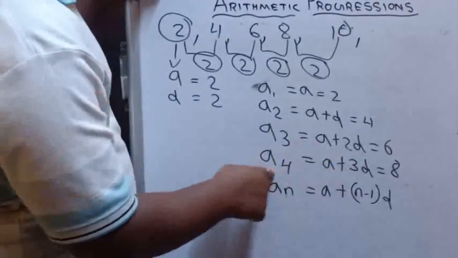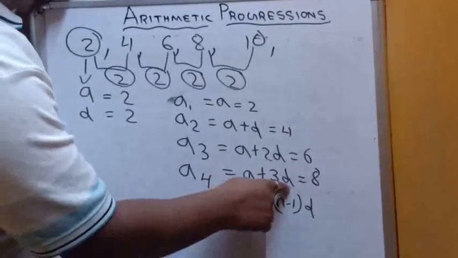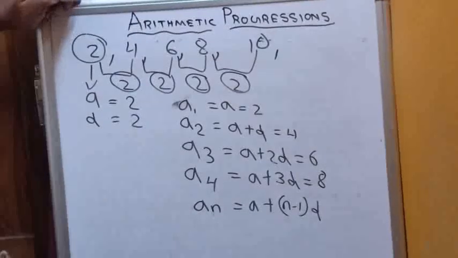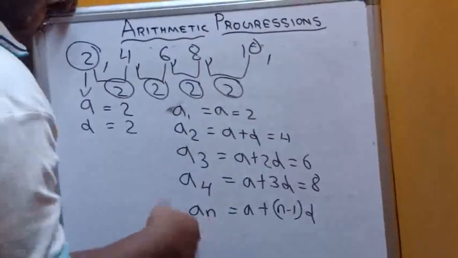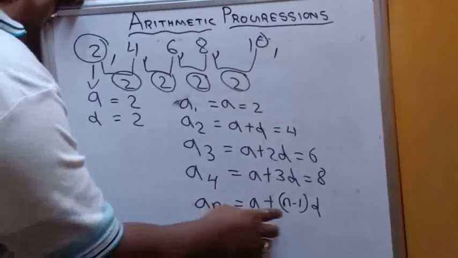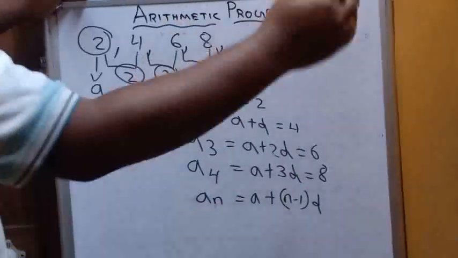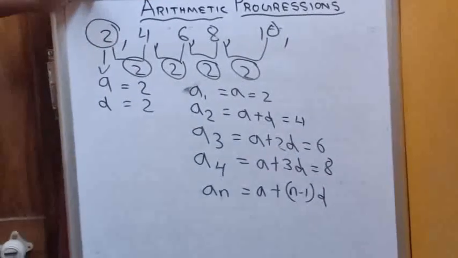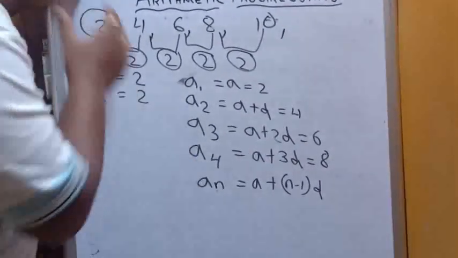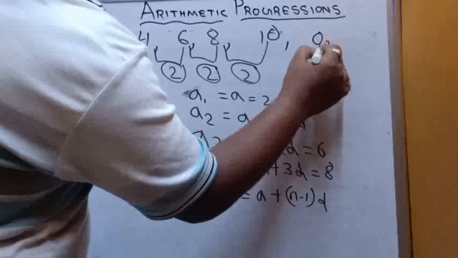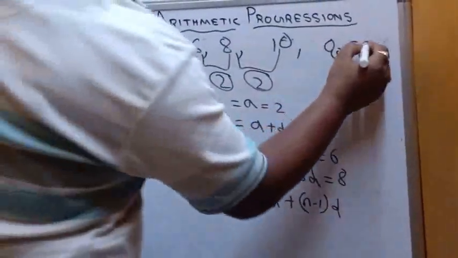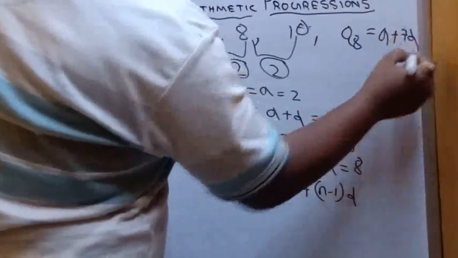When I told about the fourth term, I added 3D. So like that, if I want to ask about the nth term, what do I have to add? n minus 1 into D, because here it is one less. If you are asking for the next term, you have to subtract 1 only. If I told you the 8th term, what would you have to do? A plus 7D.